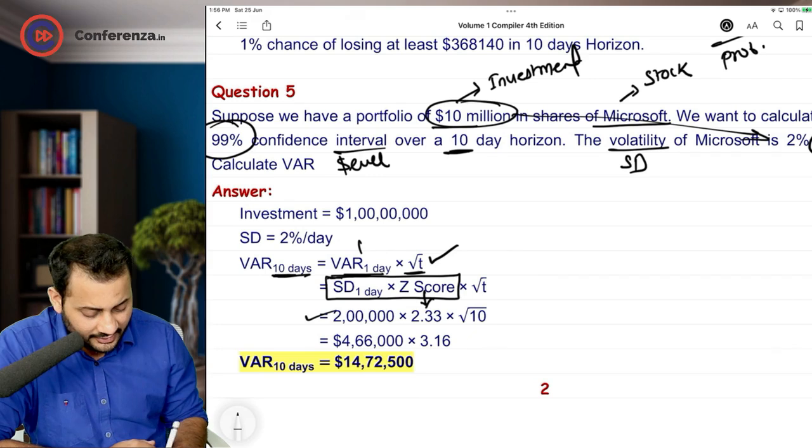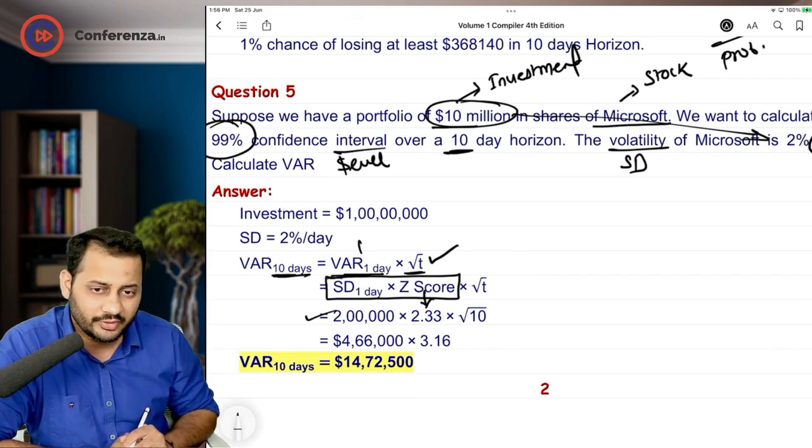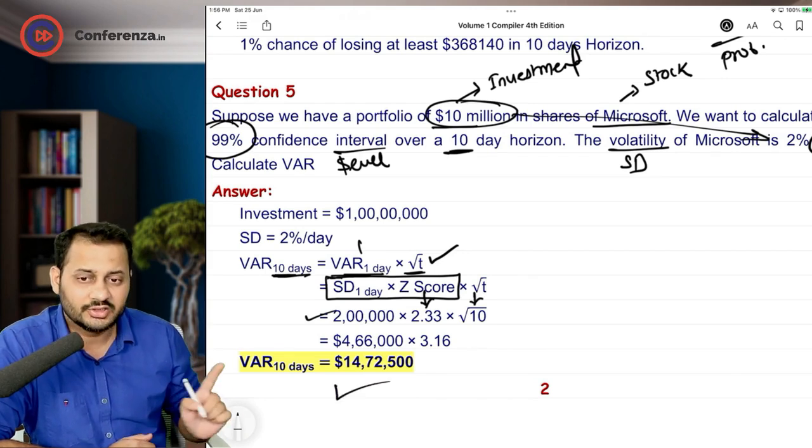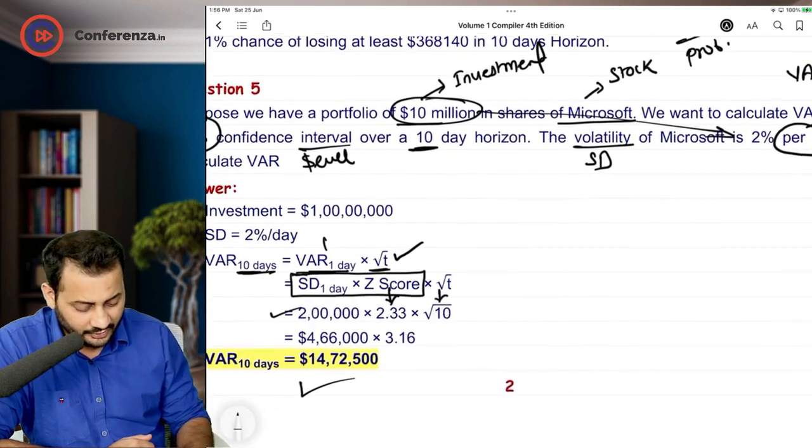Z score at 99% confidence interval is 2.33 according to the table, and under root T, then you solve it. This is your VAR, 1472,500. How to interpret this?